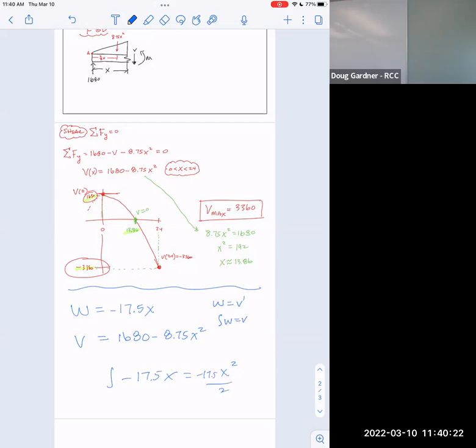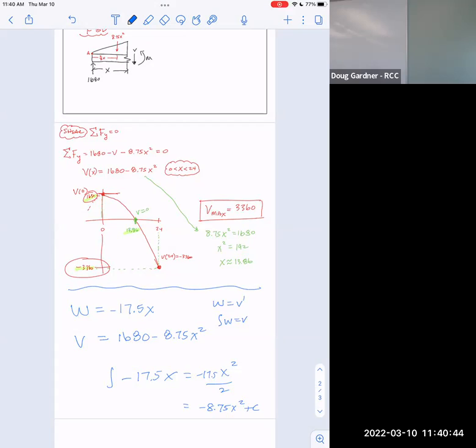And then you divide by 2. And so sure enough, you get negative 8.75x squared, but plus c, right? When you take an integral, there could have been a constant there, right? And it turns out the constant is 1680. If you don't do that, then this doesn't work. But it does grow a constant when you take an integral.